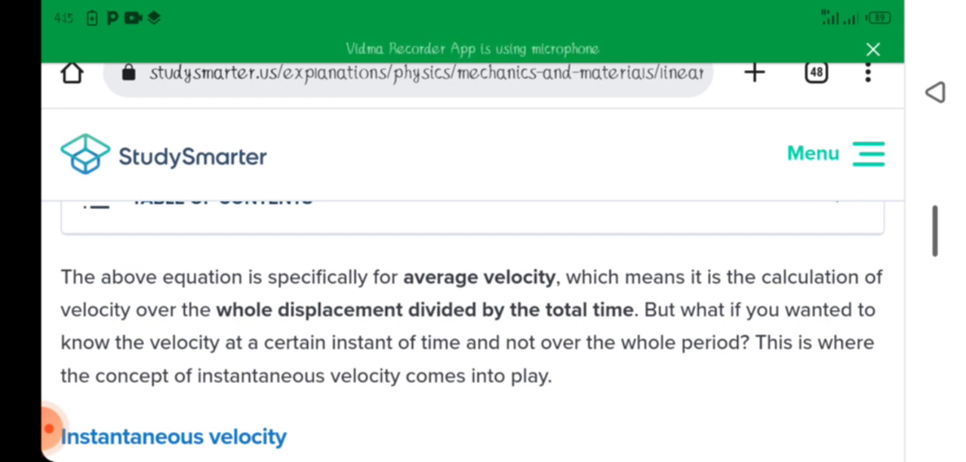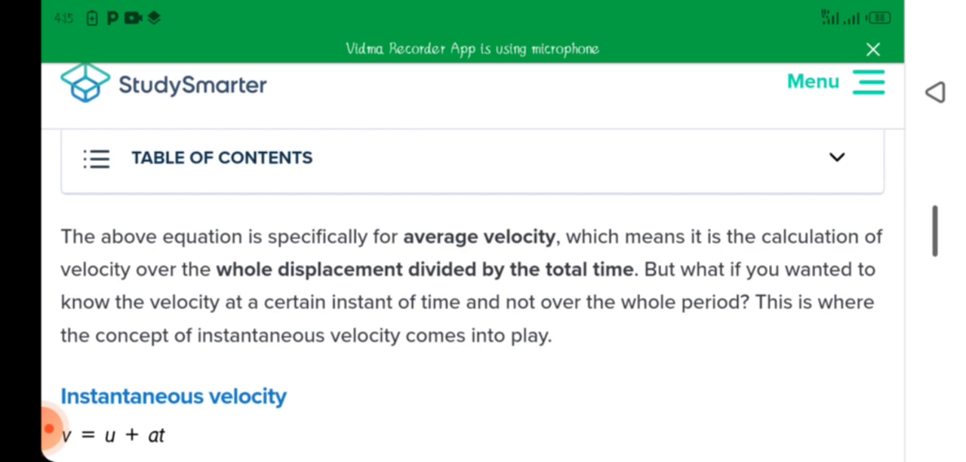An example of that is a vibrating body. When you heat a solid, its molecules vibrate about a mean position. So that's also an example of oscillatory motion.